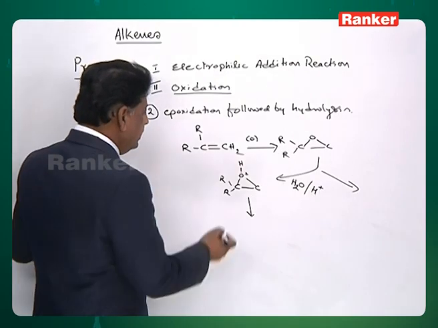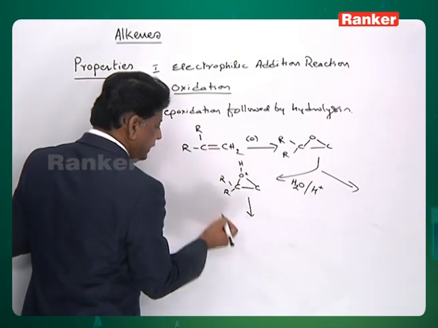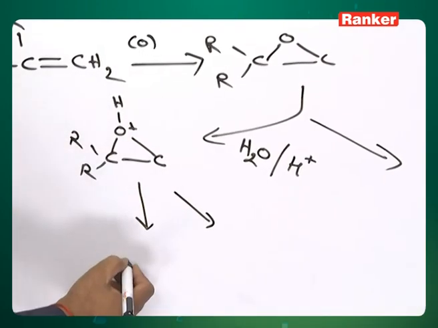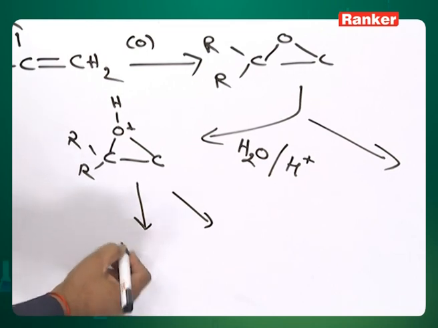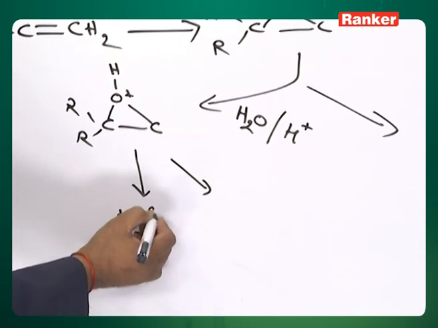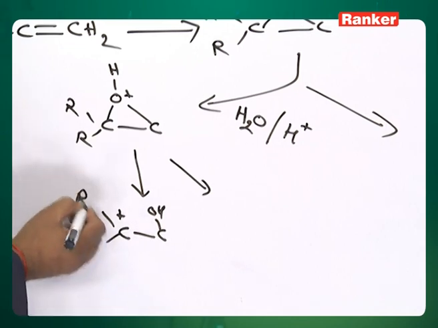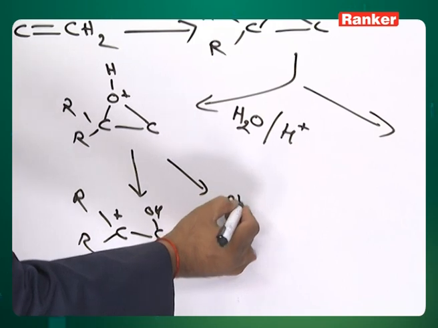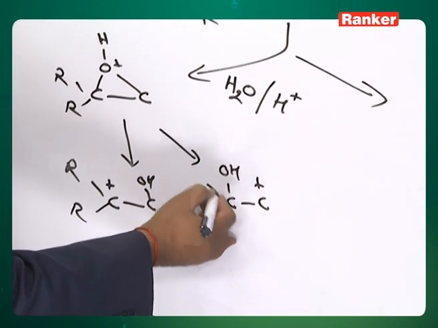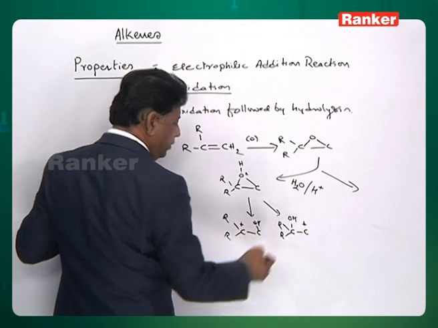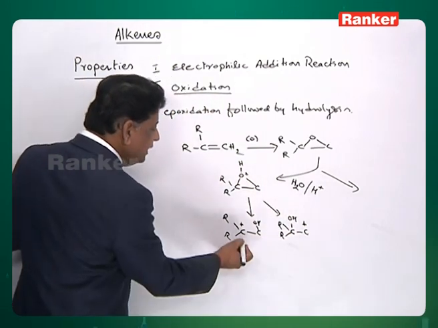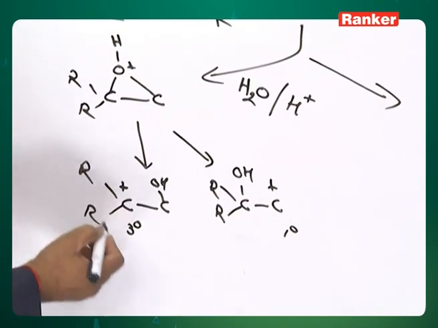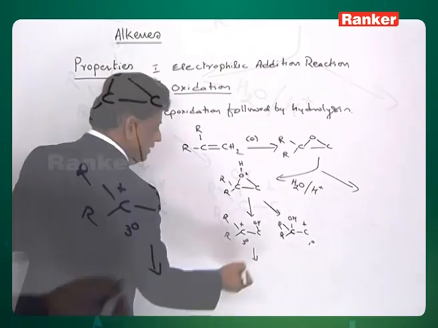While breaking, either this side can open or that side can open, so you have two chances of it opening up. You may get OH on that side and a carbocation may be formed like this, or this OH may come to this side and the other carbon may become the carbocation. I hope we can understand that this is a 3-degree carbocation and this is a 1-degree carbocation. So the favor will always be for this one, not the other one.